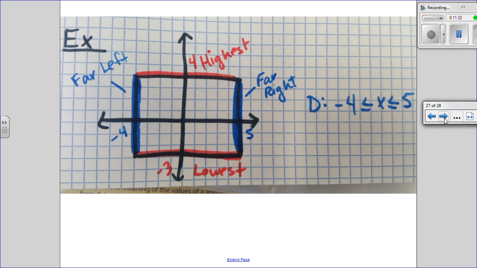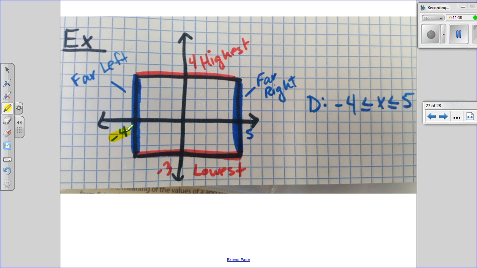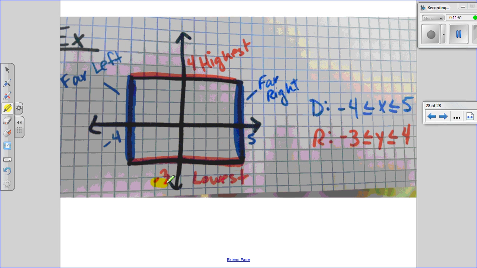So my domain for this one is just those two numbers. I have negative 4 and I have 5. So there they are. And because it's a solid line, there's no hole, it's equal to. And just like the domain, the range is very similar, except of course we use negative 3 and 4. And that's pretty much it for these, okay?